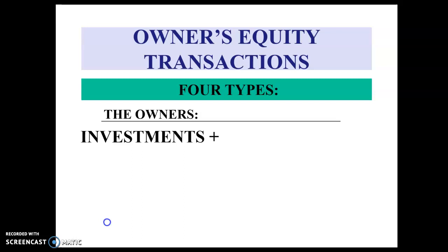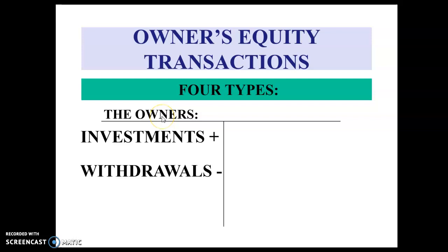So if I want to start my own business and I'm going to start a checking account at the bank that's in the business's name, I'm going to take some money out of my own personal checking account and invest it into the business's checking account. So that is me, the owner, investing personal assets into the business. That increases the owner's equity. I will now have more owner's equity because I've increased the owner's equity by increasing the assets that the business owns.